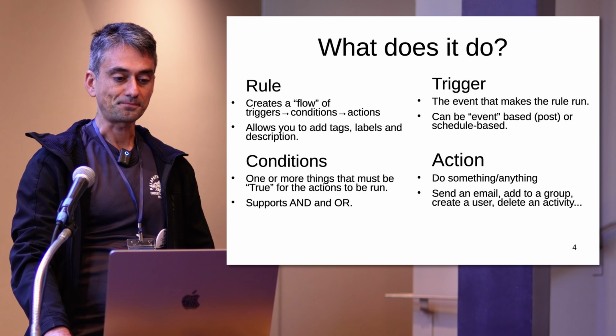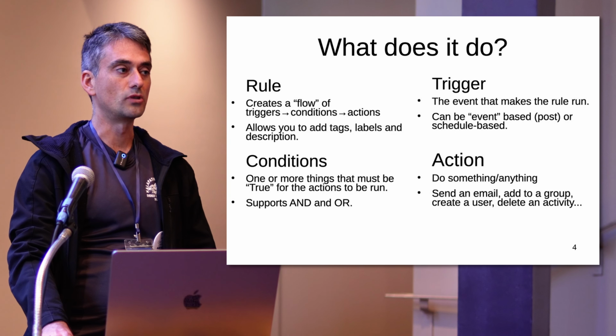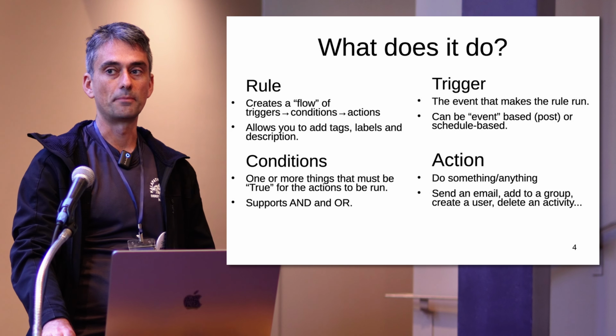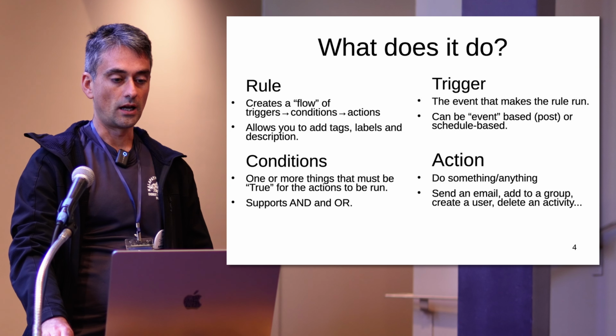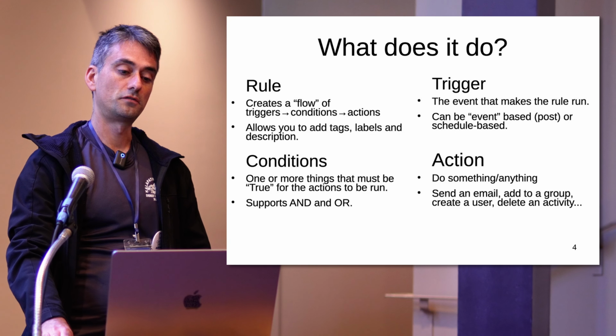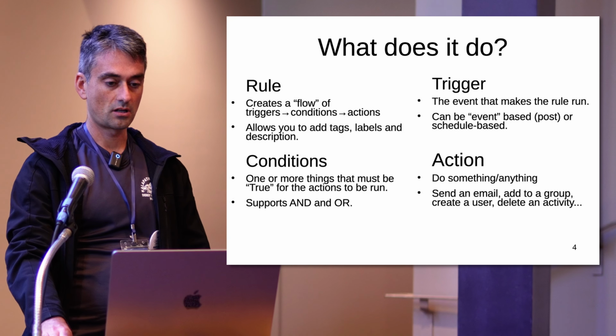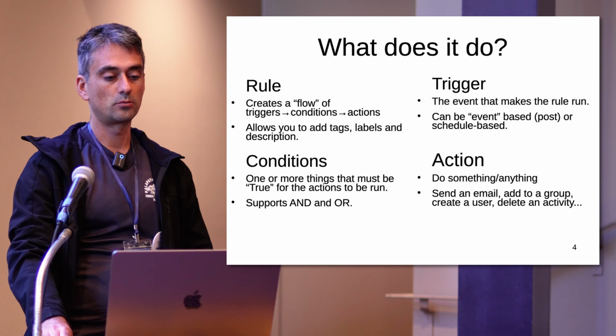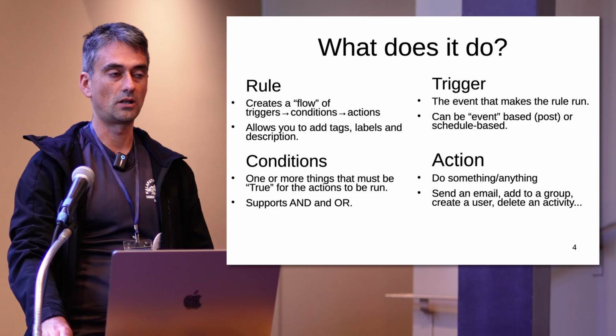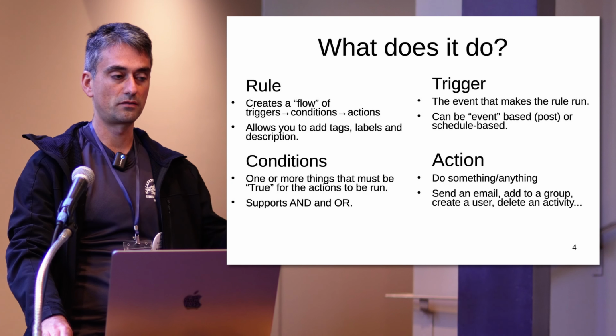What does it do? Well, it's a rule engine. It's an automation engine for CiviCRM. The basic concept is a rule, and that's a flow of triggers, conditions, and actions. You can add tags and labels and description to them to help you understand how they fit into your business logic.